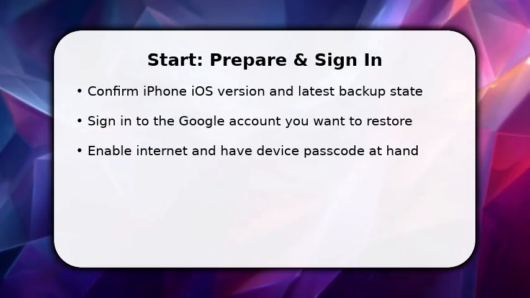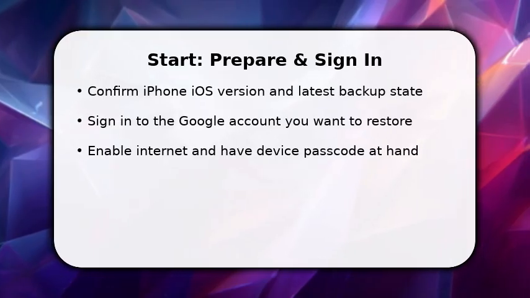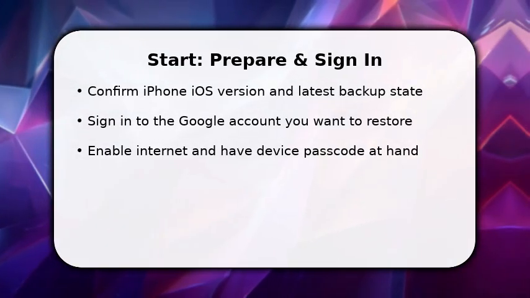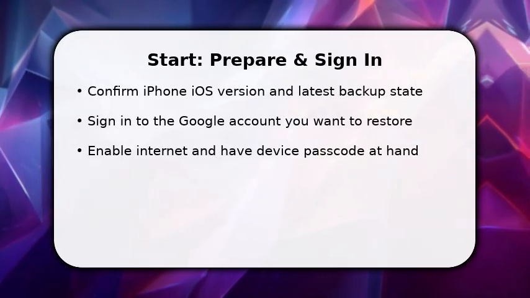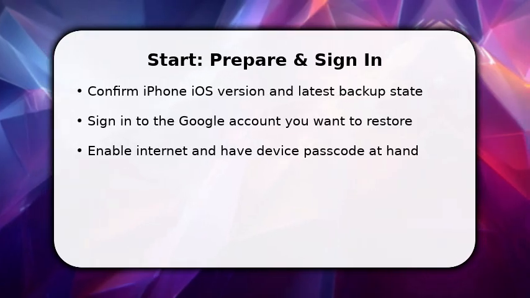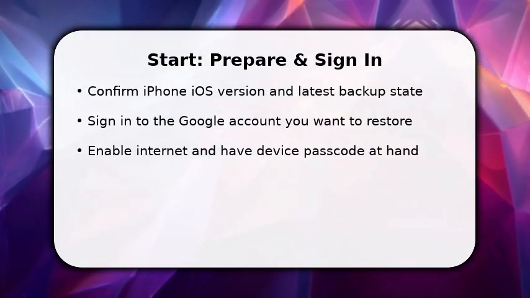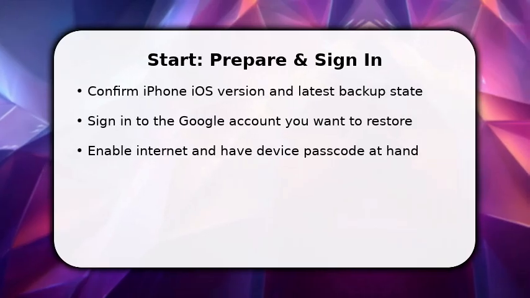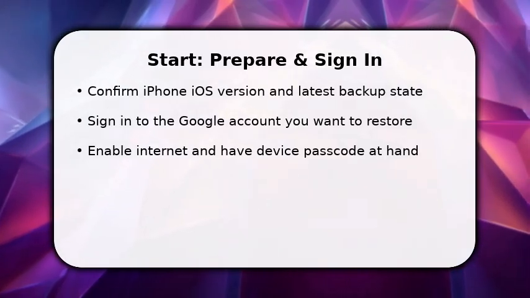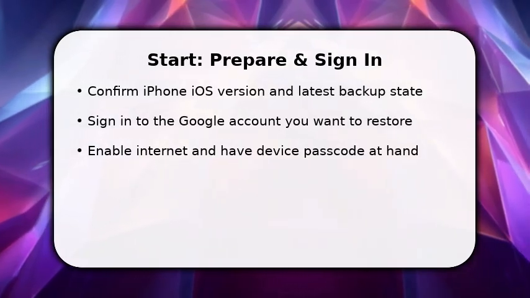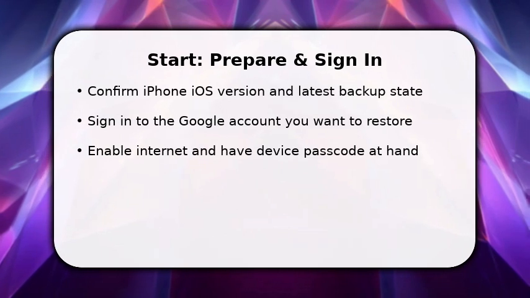You'll begin by making sure your iPhone is ready and you're signed into the correct Google account. Open Settings, confirm iOS is up to date, and verify you can sign into your Google account. Once signed in, go to Mail, Contacts, Calendars, or Accounts depending on iOS version, and add the Google account if needed. Make sure Contacts Sync is toggled on. These steps ensure your device can request and download the contact list from Google without interruptions.